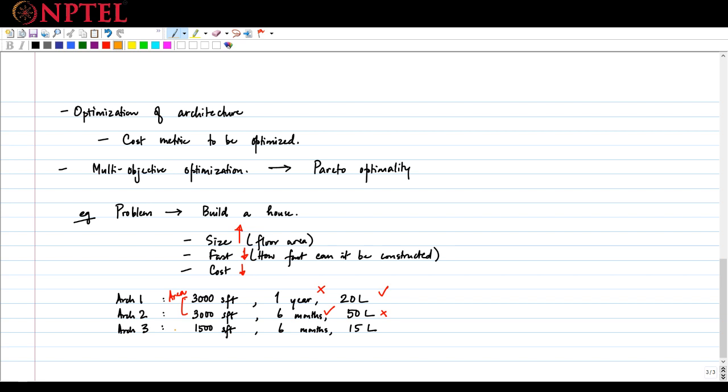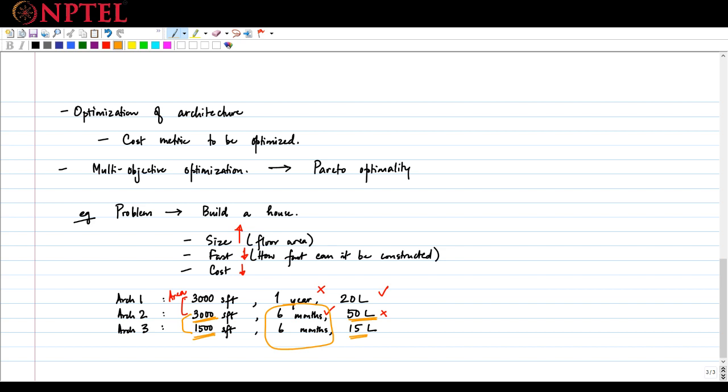Let's try and compare these two solutions, architecture 2 and architecture 3. Now what happens is both can be done within 6 months. One of them will have 3000 square feet and will cost 50 lakhs. The other one will be much smaller. It's only 1500 square feet, but will cost much less, only 15 lakhs.